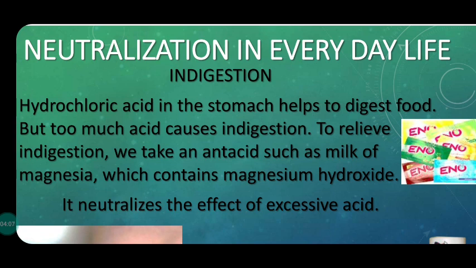That is, we take an antacid such as milk of magnesia or magnesium hydroxide. To relieve the effect caused by hydrochloric acid, we apply a base. Acid plus base, neutralization takes place and we feel comfortable. So an antacid contains a base, magnesium hydroxide. One practical application: when we feel indigestion, we take antacid tablets that contain magnesium hydroxide.